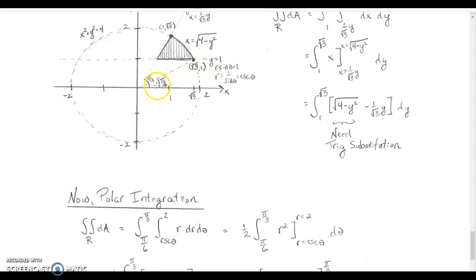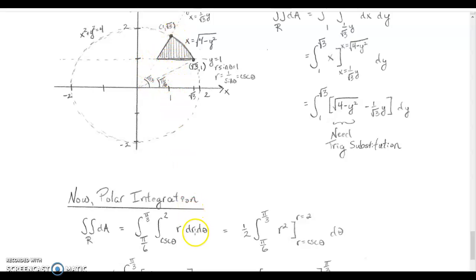So pi over 6 has a side opposite, the sine, of 1/2, so this is 1, with a hypotenuse of 2. So that is the y value. That's why that's 30 degrees, or pi over 6. And then a 60-degree angle would have the side opposite be root 3, and a hypotenuse of 2. So that's why that is a 60-degree angle, or pi over 3.